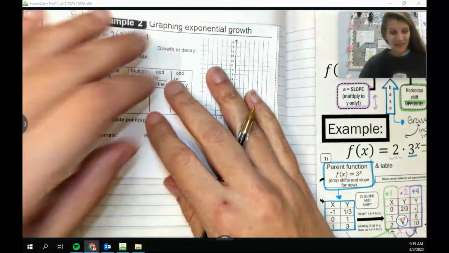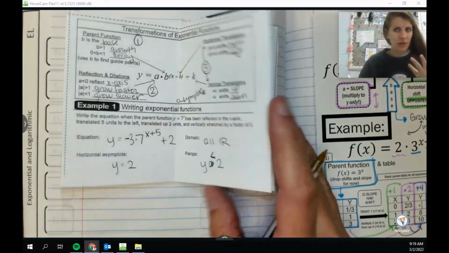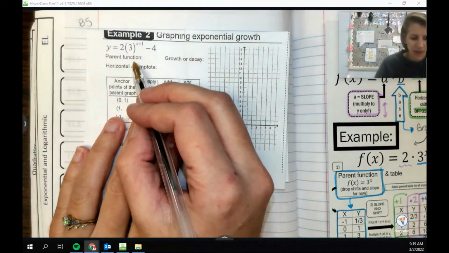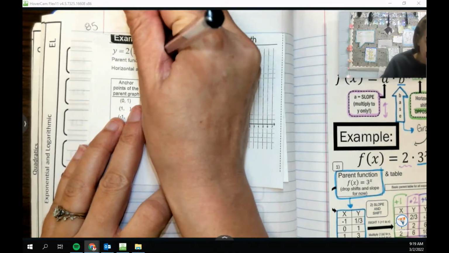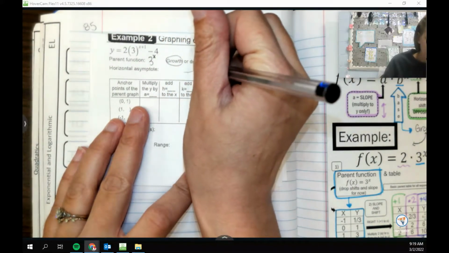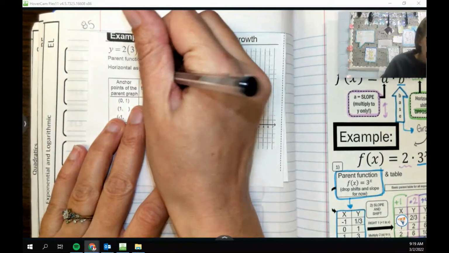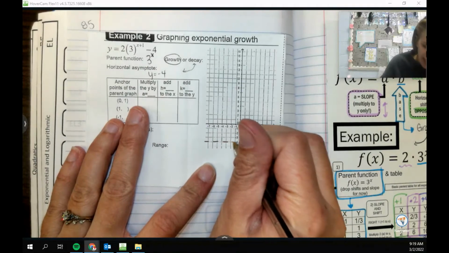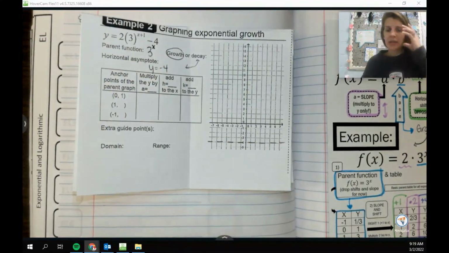Okay, so now let's graph some. I don't mind doing these, but I am a much more visual person. I'd rather see the graph. So looking at this one here, I'm going to identify my parent function. It is a base of 3. So we're going to be 3 to the x power. And since it's 3, that tells me we are growth, and we're going to look like this. We have a horizontal asymptote at -4, which is super helpful to put on my graph. I always add it because it's a nice guide for how low the graph goes.